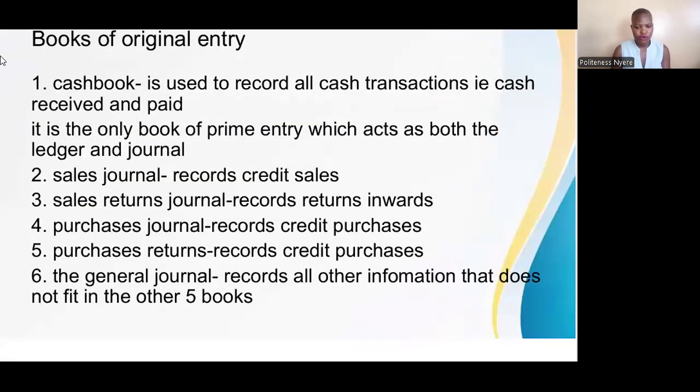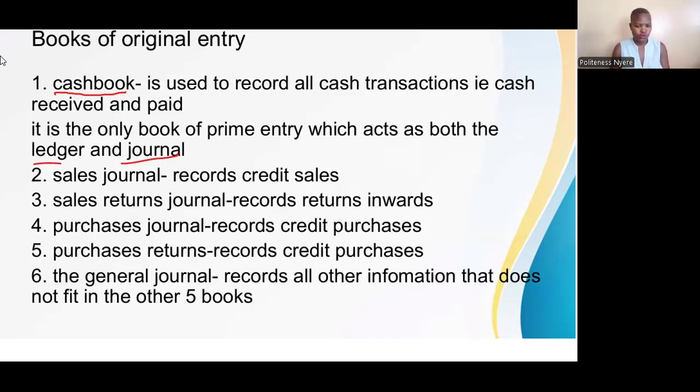Number 1, the book of original entry, is the cash book, and the cash book is used to record all cash transactions. That is, we're talking about the cash that we received and the cash that we paid. So it consists of the bank and cash column. The cash book is the only book of prime entry which acts as both the ledger and the journal. It is a book of original entry, but also we complete double entry in it.